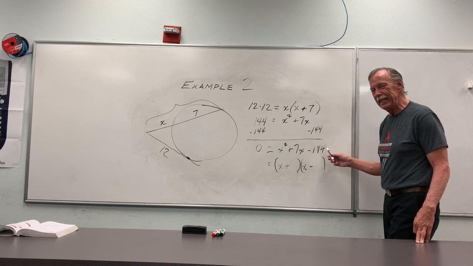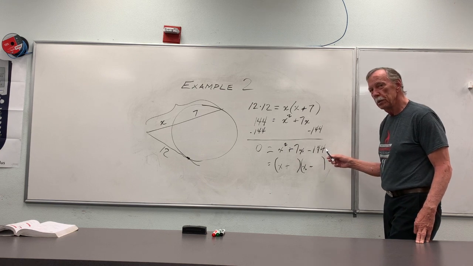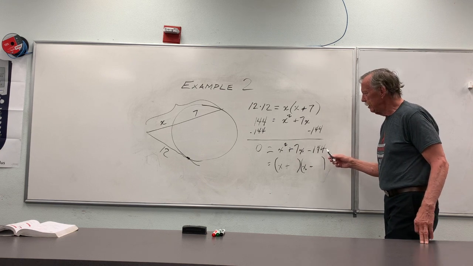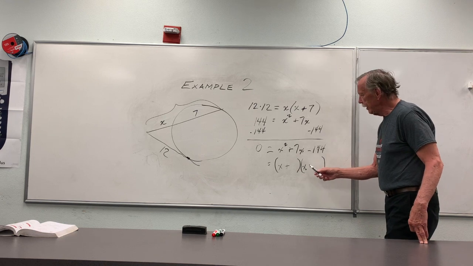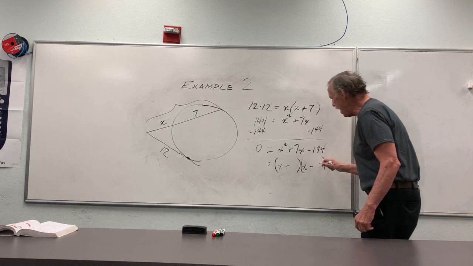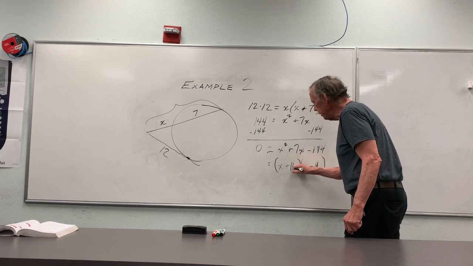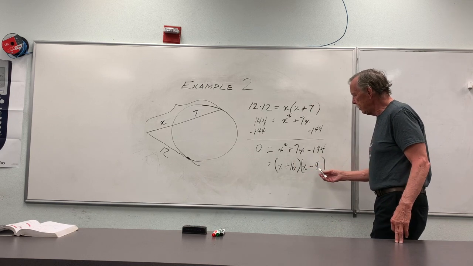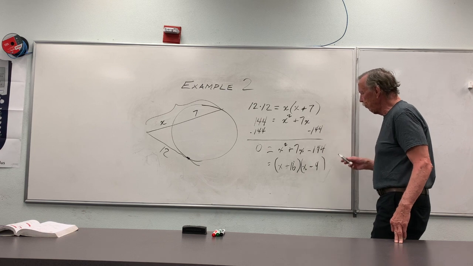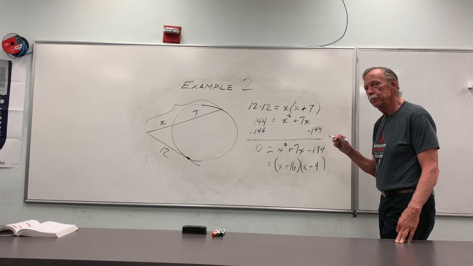How about 18? No, 18 won't do it either, because if we put an 18 there and an 8 there, well, we're getting closer. How about 9 and 16? 9 times 16, 90 and 54, 144. 16 minus 9, 7. Those will do it.